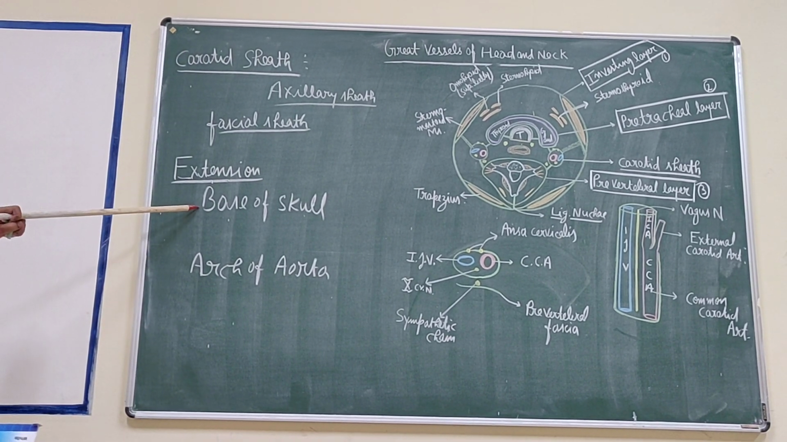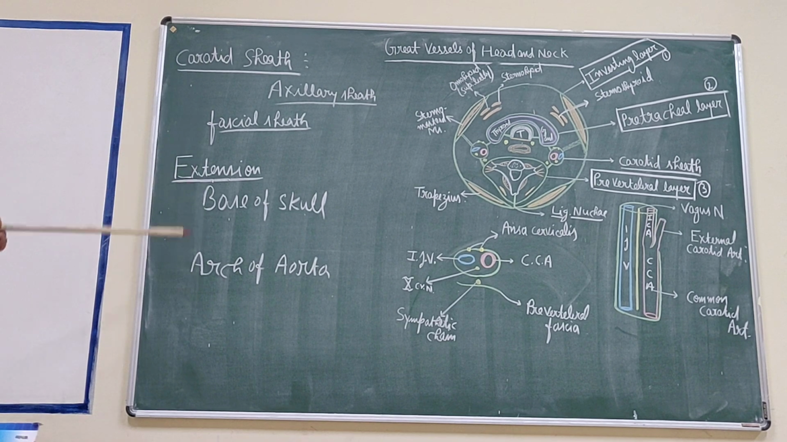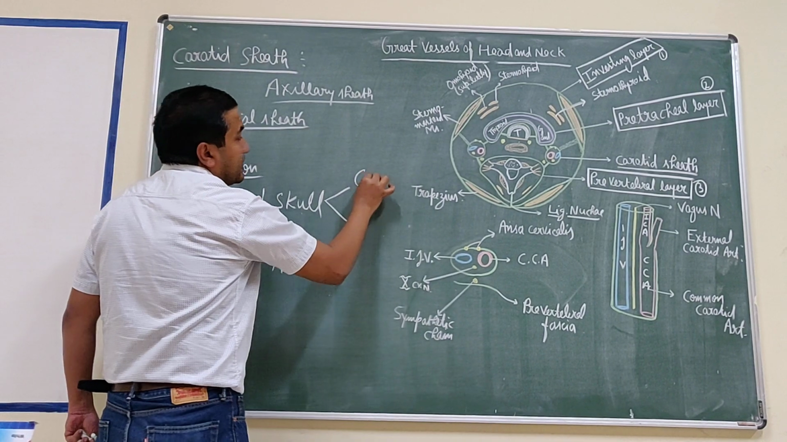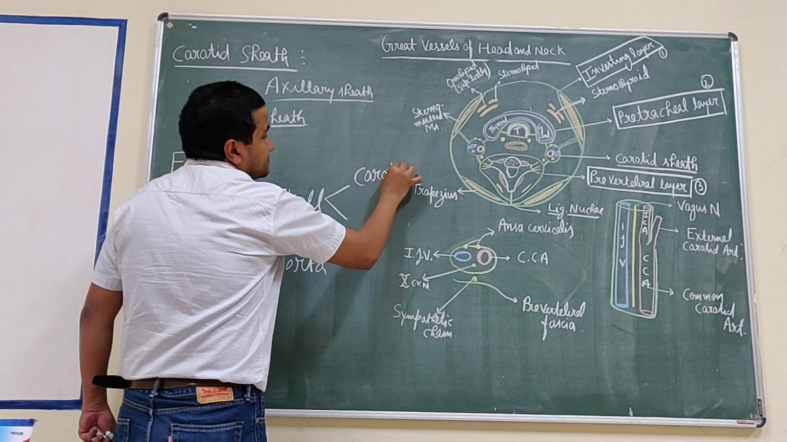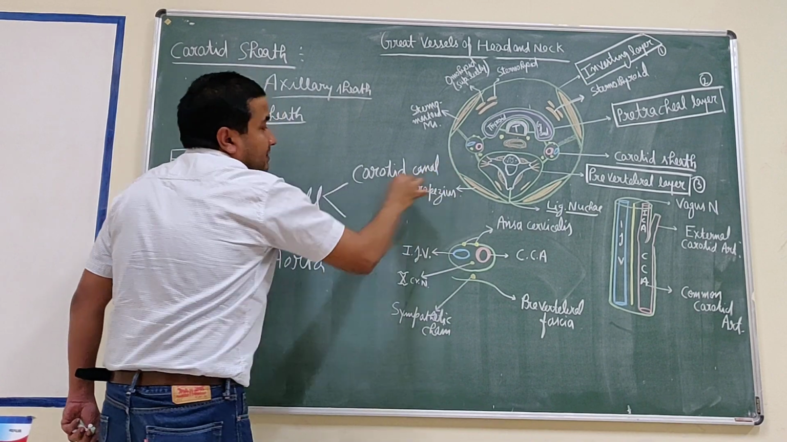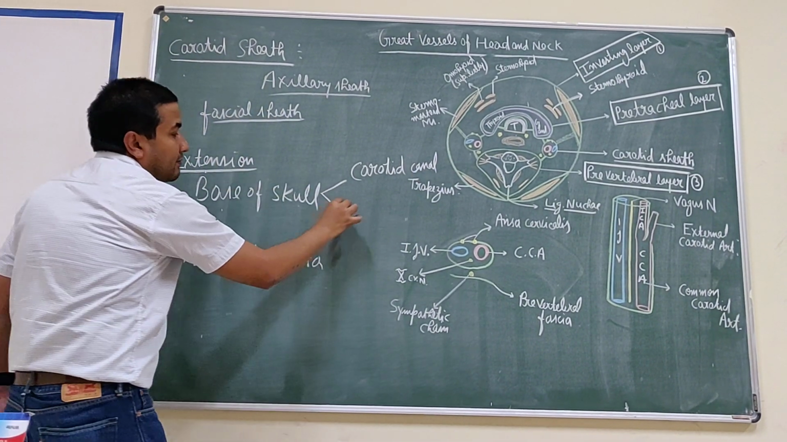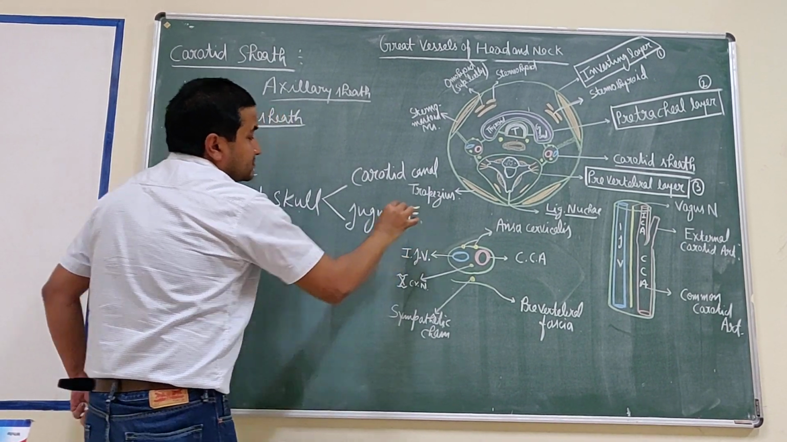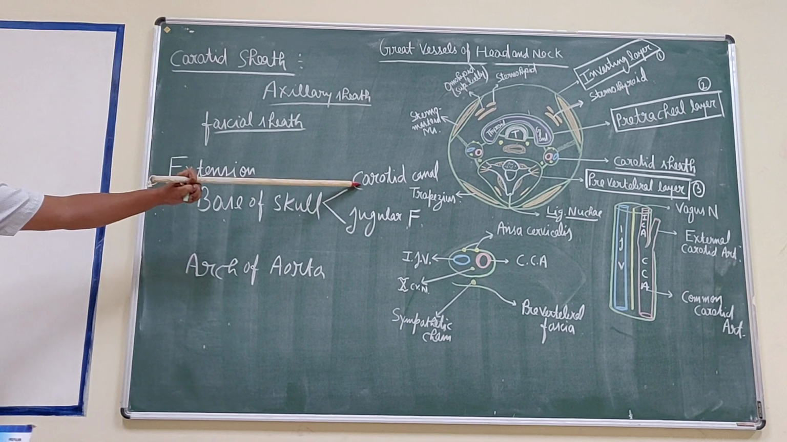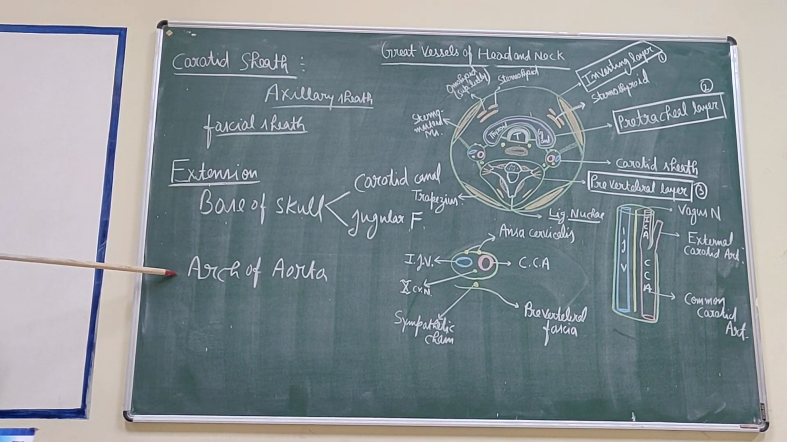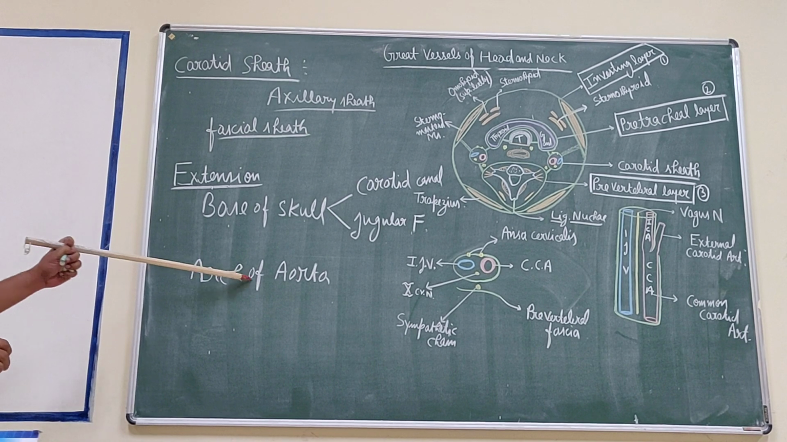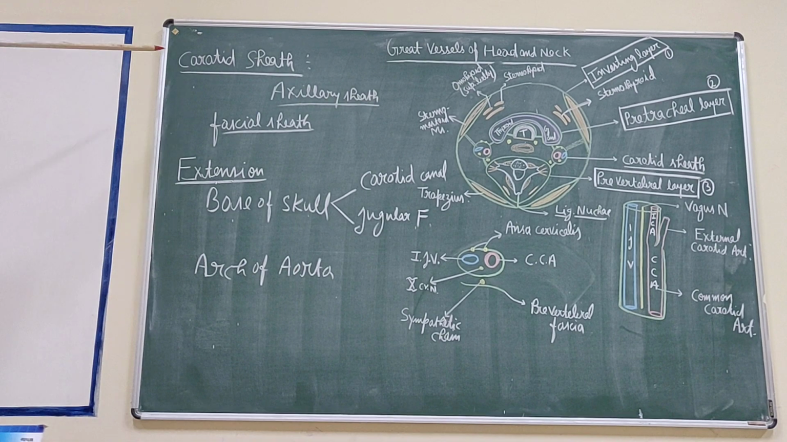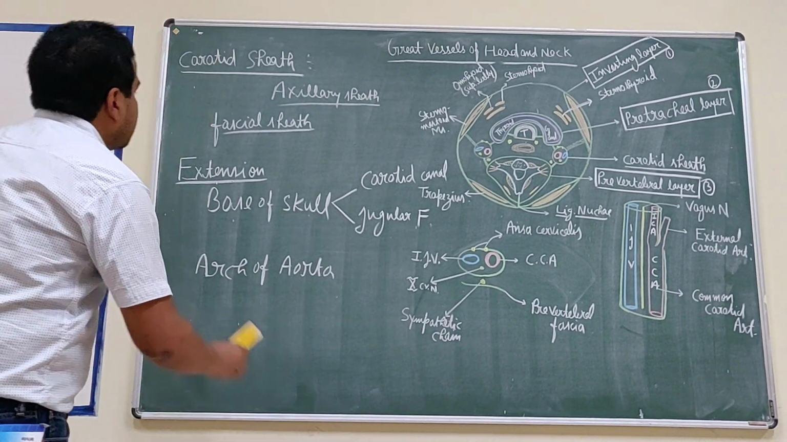At the base of the skull, this carotid sheath is attached to the margin of two foramina, that is, the margin of the carotid canal as well as the margin of the jugular foramen. The sheath is attached superiorly, while inferiorly it is merged or fused with the wall of the arch of the aorta. So, this is the vertical extension of the carotid sheath.